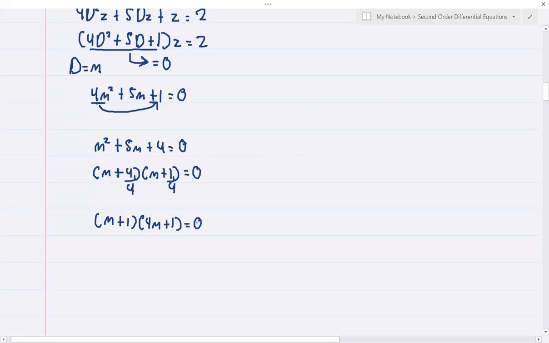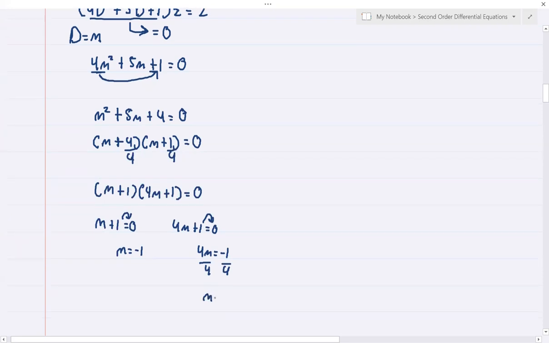That's it. Now let's find your m values. We have m plus 1 is equal to 0. Transpose 1 to the right, we will have m is equal to negative 1. Then we have 4m plus 1 is equal to 0. Transpose 1 to the right, we will have 4m is equal to negative 1. Divide both sides by 4 to remove the 4 on the left side. Hence, m is equal to negative 1/4. So these are the values of your m.